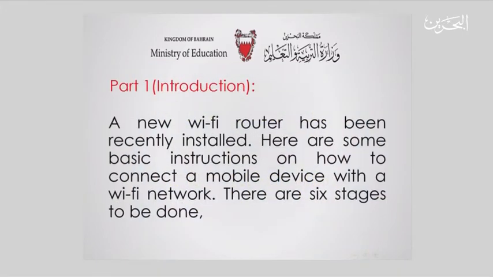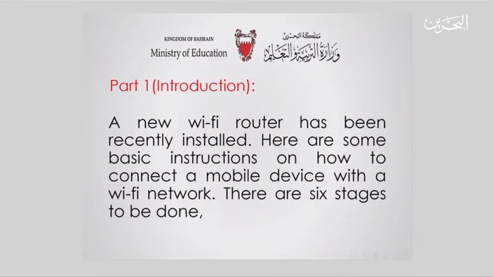Now here is the sample that you should follow in order to do the writing about steps in a process. Of course, as I have already mentioned and explained, it comes in 3 parts: the introduction, the body, and the conclusion. The first part is the introduction. Let's see. A new Wi-Fi router has been recently installed. Here are some basic instructions on how to connect a mobile device with a Wi-Fi network. There are 6 stages to be done.